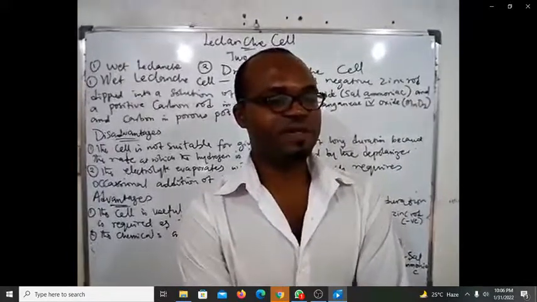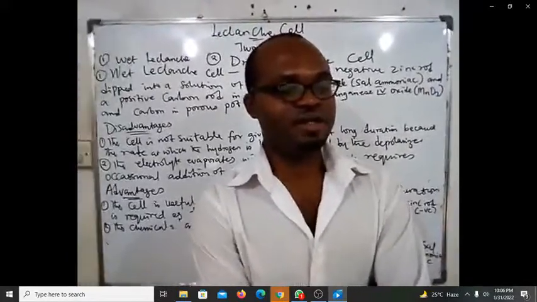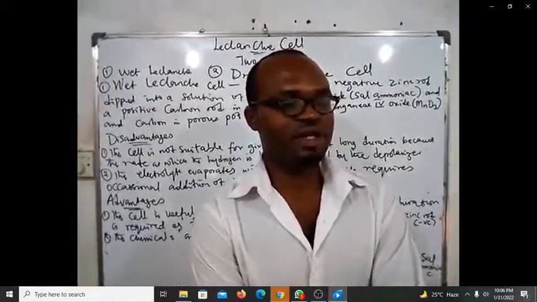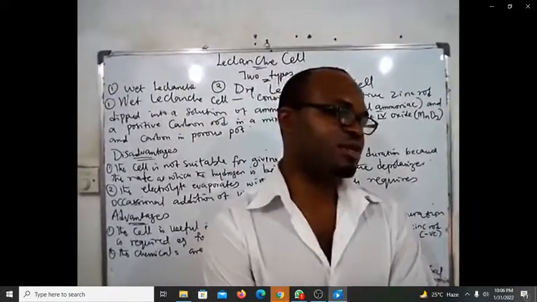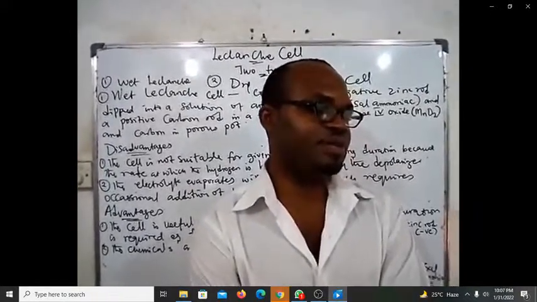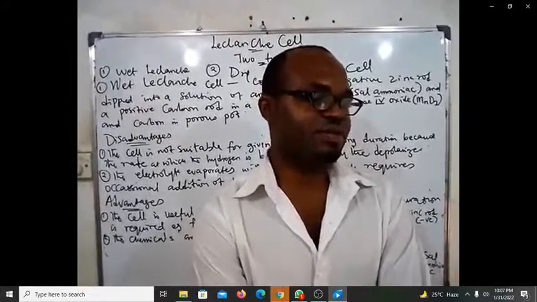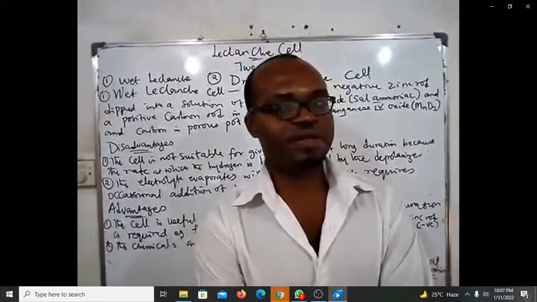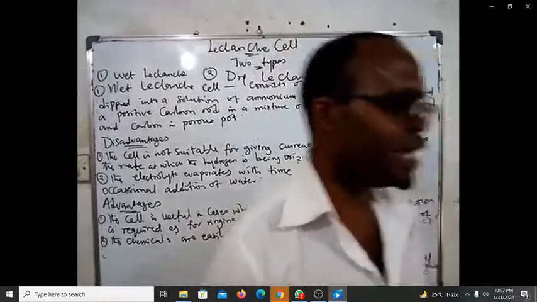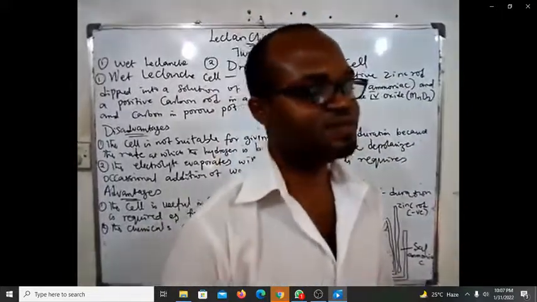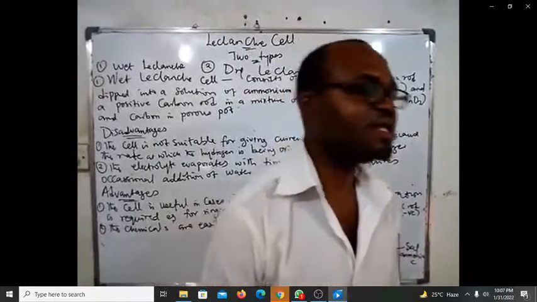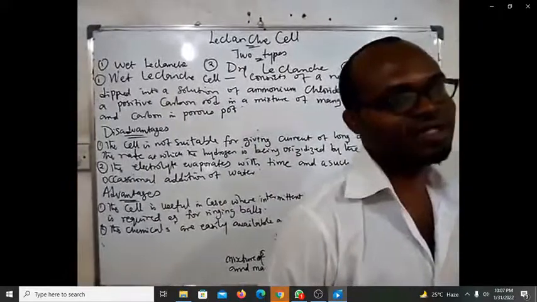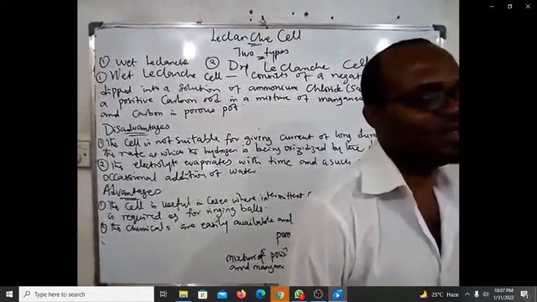The examples of secondary cells we have are lead acid accumulator or lead nickel accumulator. All these ones are cells that can be recharged. Is that clear? The secondary cells can be recharged, but the primary cells cannot be recharged. The primary cells are simple voltaic cell, we've done it; Daniel cell, we've done it; and today we are doing Leclanche cell, that's another primary cell.